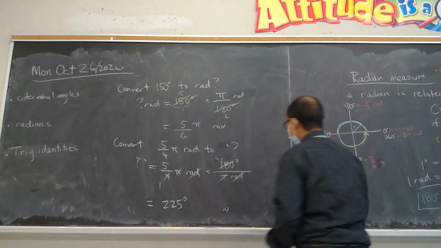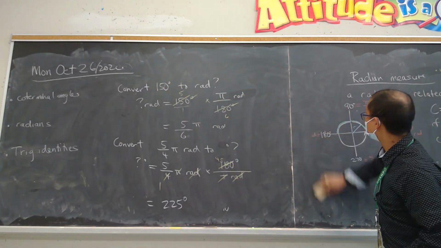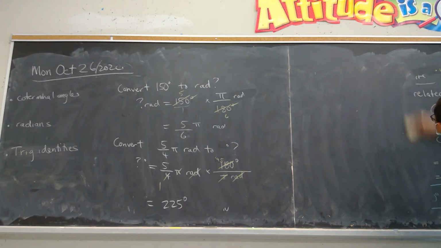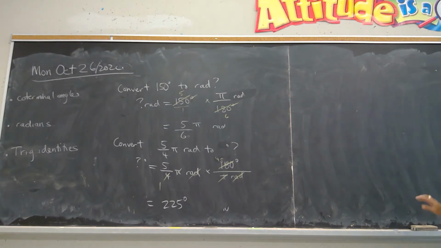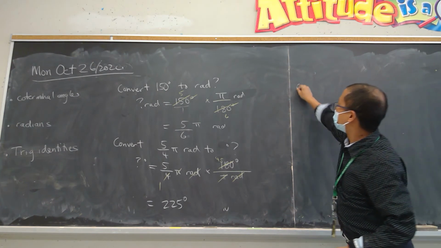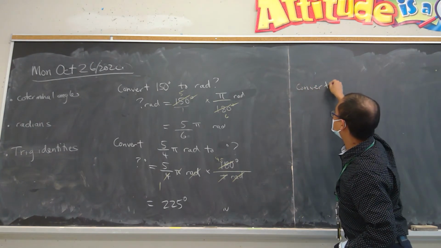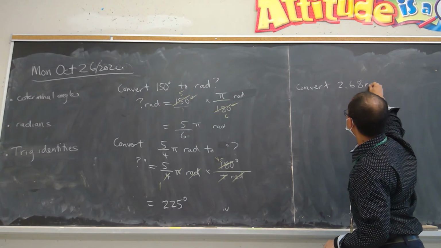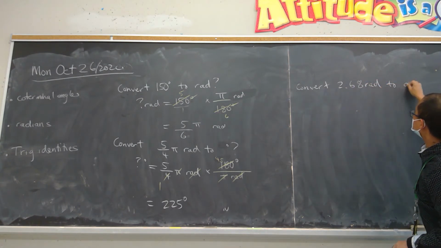Let's just say you didn't have a nice question like this. Oops, I'll rewrite that. We'll just do one, and then I'm going to show you something neat, and that'll hopefully end our main lesson. So our next one is convert 2.68 radians to degrees.